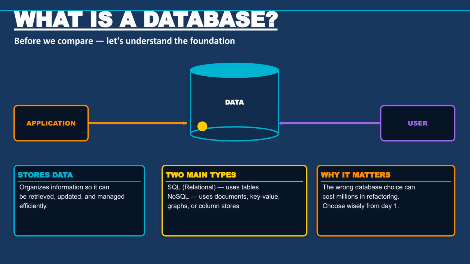A database stores and organizes information so it can be retrieved, updated, and managed efficiently. The two main types are SQL relational databases, which use tables, and NoSQL databases, which use documents, key-value pairs, graphs, or column stores. Choosing the right database from the start is critical and can save millions in refactoring later.